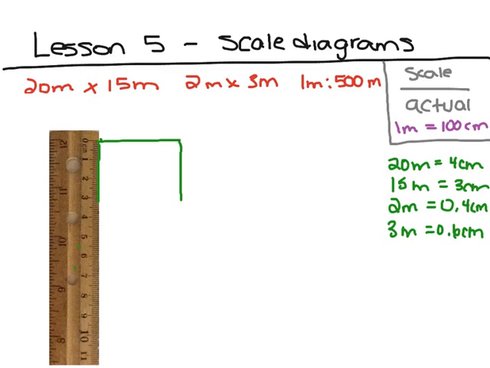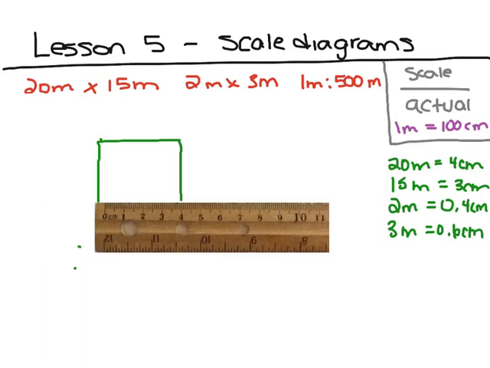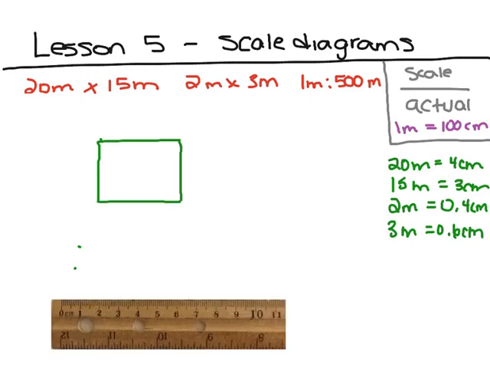Now we'll draw the bottom. And again, 4 centimeters long. Be accurate with your rulers. I'm being as accurate as I can be on an iPad, which is not very accurate. So this is our room. Now you want to label 20 meters and 15 meters. Label all your lengths.